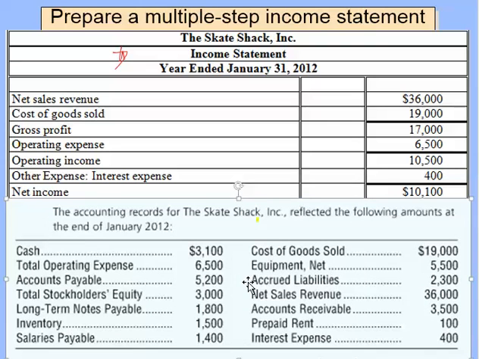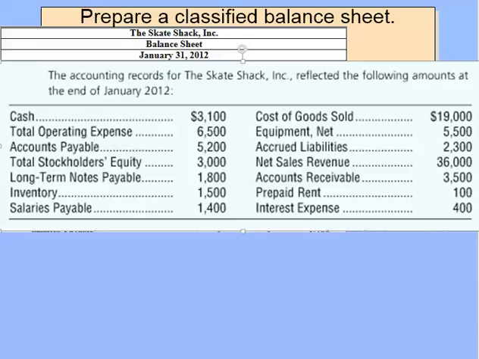All right, let's take a look at what the classified balance sheet might look like. Okay, same exact information that we just used with our income statement. And again, don't forget, need to start with that header. In this case, we've got company name, balance sheet, and this is as of a specific date. So as of this date, these are my assets, my liabilities, and my equity accounts.